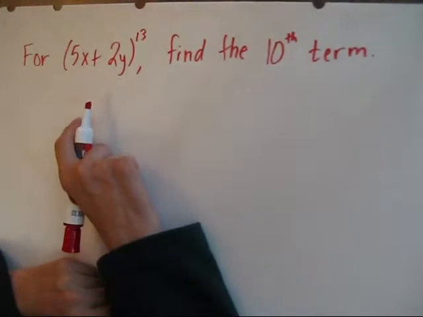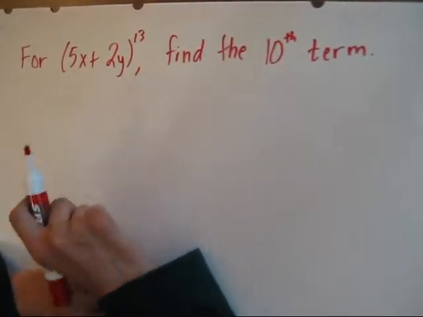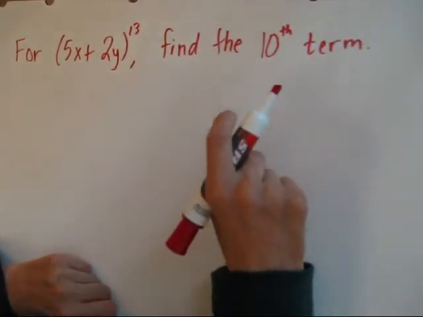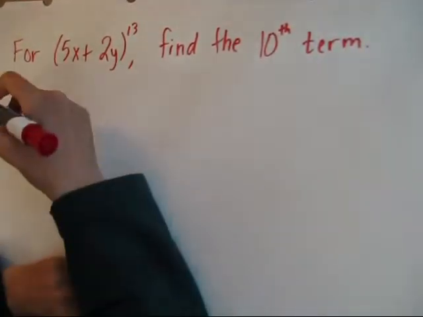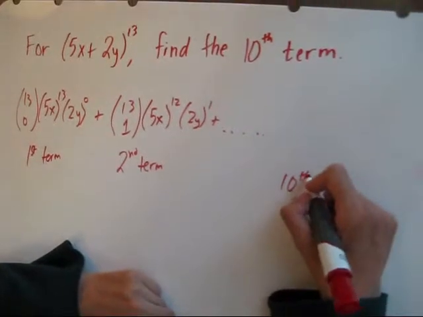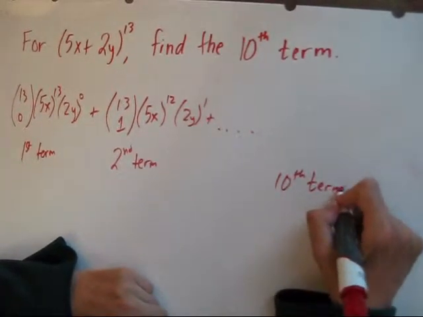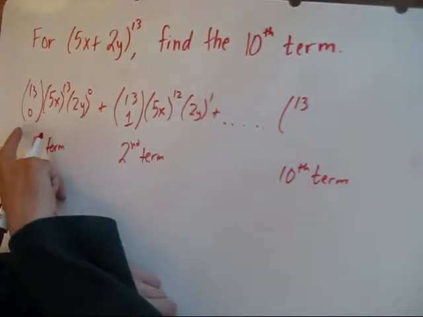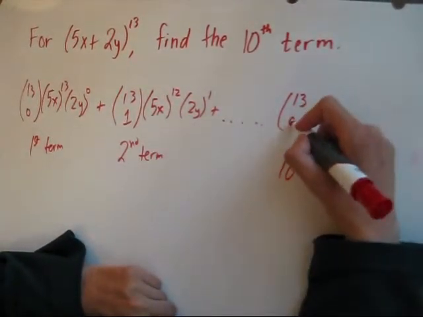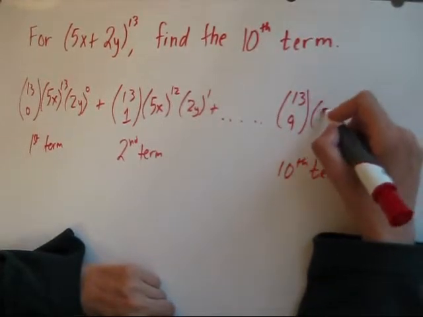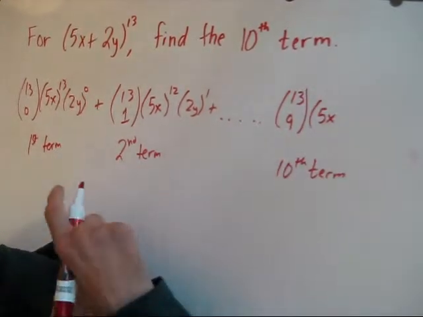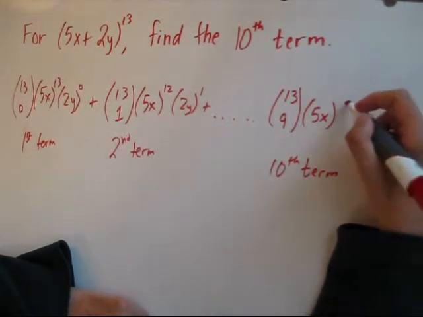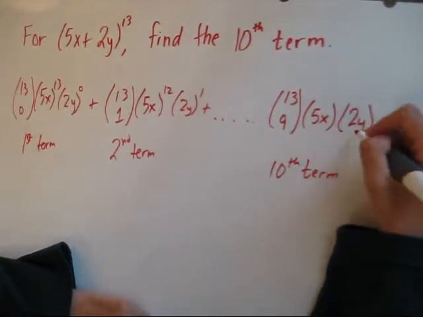We'd like to find the 10th term of this expansion now. Let's write out the first few terms so we can get a pattern and figure out what's going to happen in the 10th term. Following that pattern to get to the 10th term, we're going to have 13. Okay, we started at 0, so we're only going to be up to 9. We're going to have 5x to be determined, and we're going to have 2y.